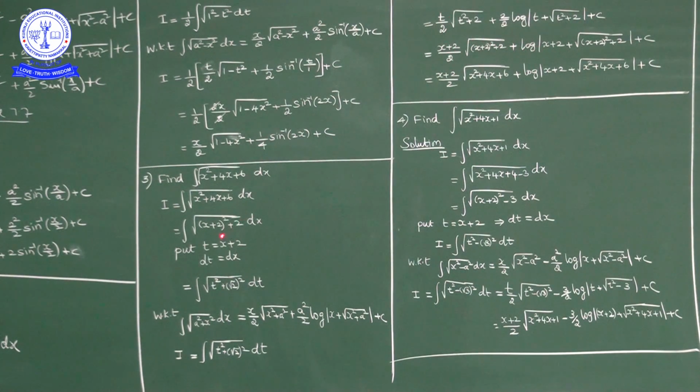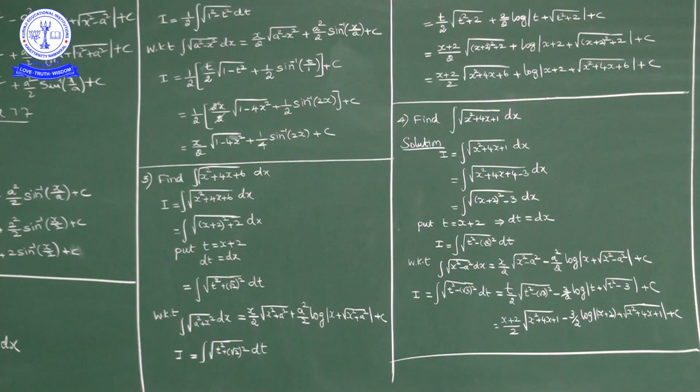Okay, but what is t? T is x plus 2. So in place of t write x plus 2. So it is (x plus 2) by 2 into square root of t square. T square is nothing but (x plus 2) whole square, so (x plus 2) whole square plus 2, plus 2 by 2 cancel, no? Log mod t is nothing but x plus 2 plus square root of t square, nothing but (x plus 2) whole square plus 2, plus c. Okay, we simplify, we will get the final answer as (x plus 2) by 2 into square root of (x plus 2) whole square plus 2, which is nothing but x square plus 4x plus 6, plus log mod x plus 2 plus square root of x square plus 4x plus 6, plus c.